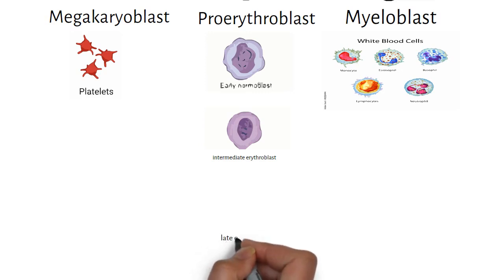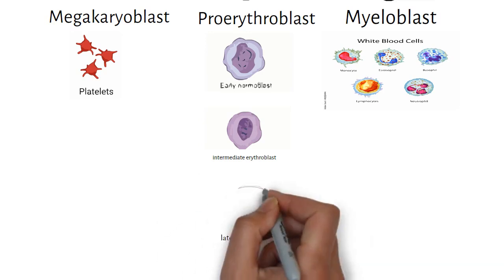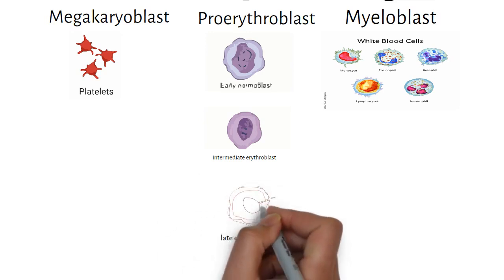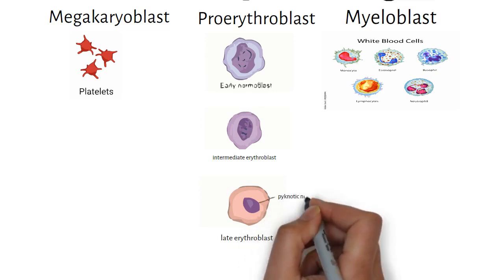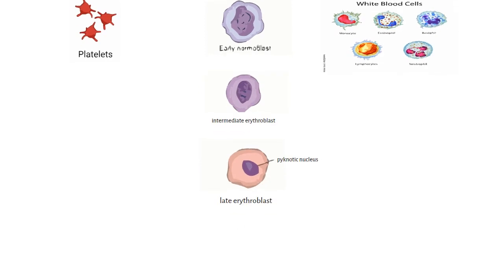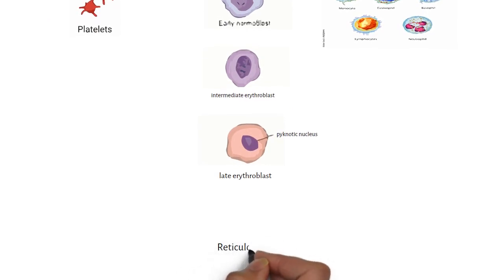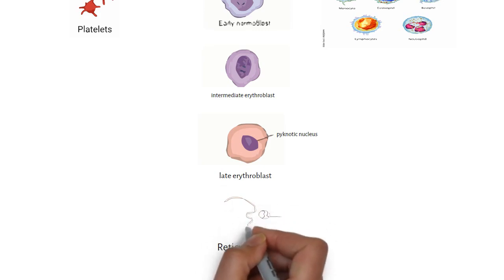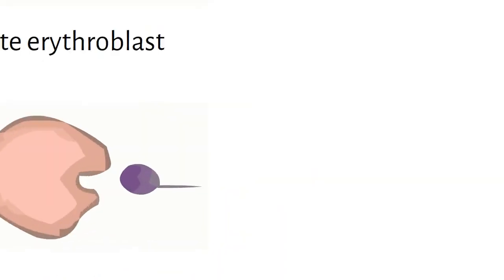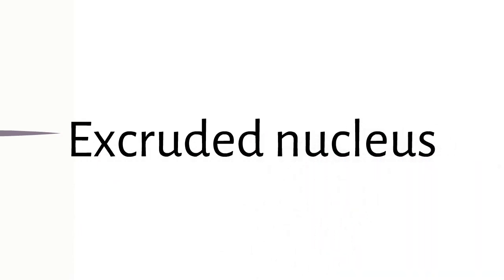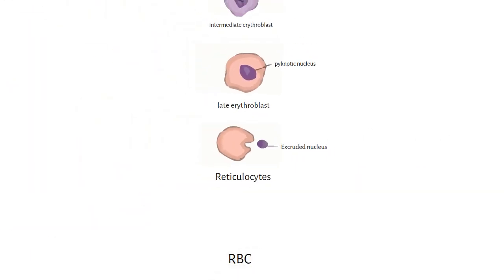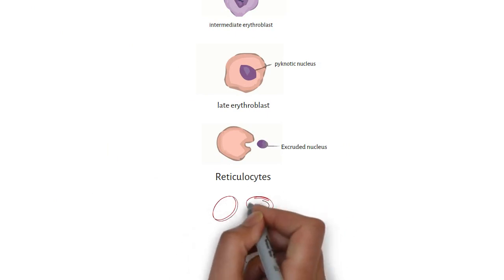Intermediate erythroblast further produces late erythroblast. It has a pyknotic nucleus and a reddish cytoplasm due to hemoglobinization. And it further forms reticulocyte. Reticulocyte has no nucleus but has a bluish tinge because of RNA which is still present in these cells. Reticulocytes give further rise to mature red blood cells.